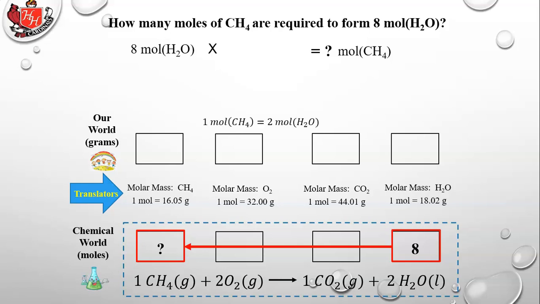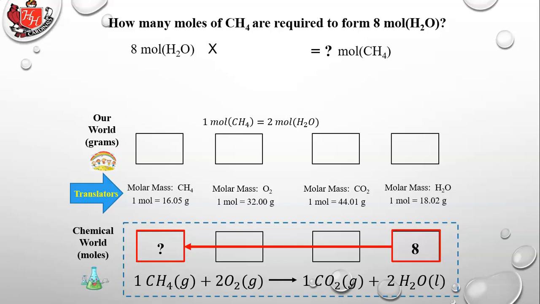So there's the equivalency. 1 mole of CH4 equals 2 moles of H2O. Notice you don't need a molar mass conversion. We're not going from grams to moles or moles to grams. We're simply working inside the chemical world right now. For this lesson today, we're only working inside chemical world. So you're going from 8 moles of H2O to some number of moles of CH4. So you're staying inside that blue dashed line. You're not going outside of it today. You will tomorrow.